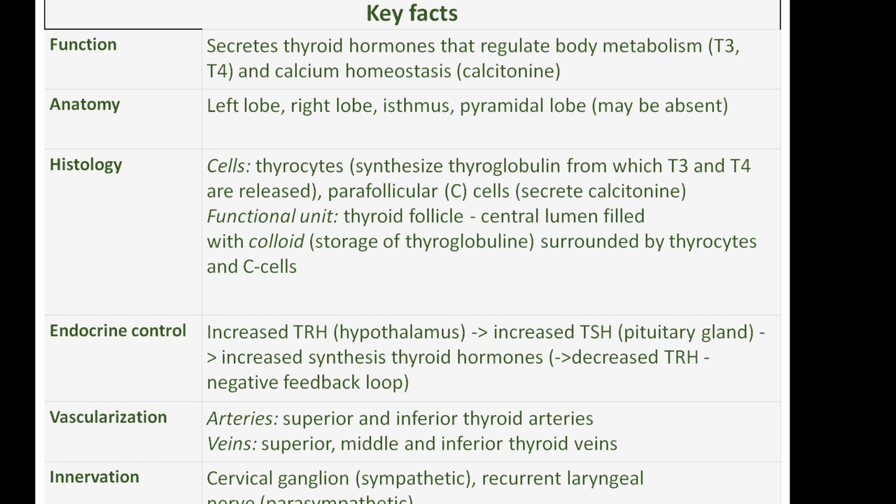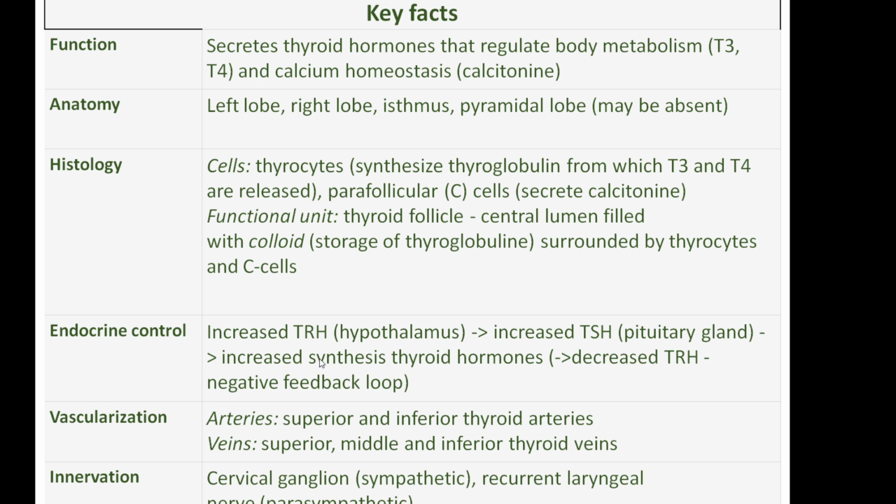Histology. Cells: thyrocytes that synthesize thyroglobulin, from which such hormones as T3 and T4 are released. Parafollicular or C cells that secrete calcitonin. As a functional unit, we have the thyroid follicle, central lumen filled with colloid, the storage of thyroglobulin, surrounded by thyrocytes and C cells.